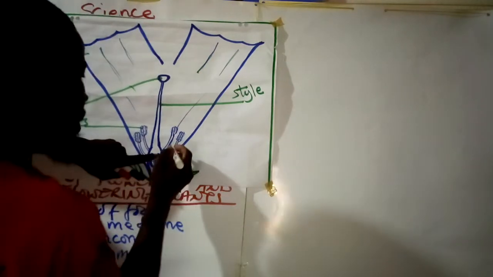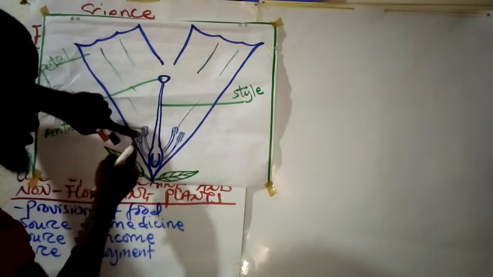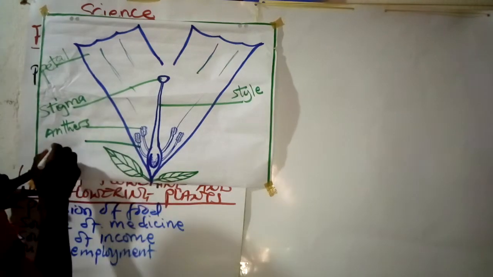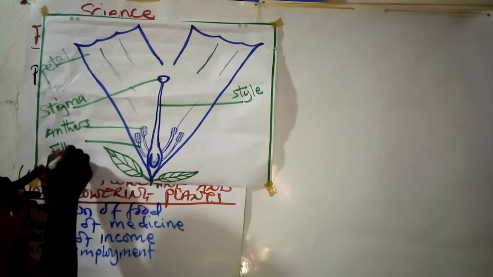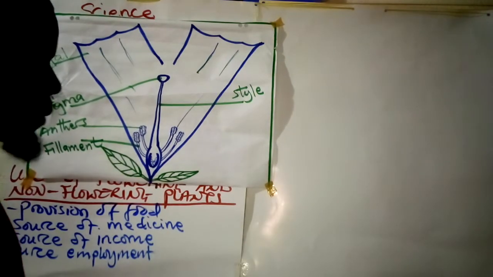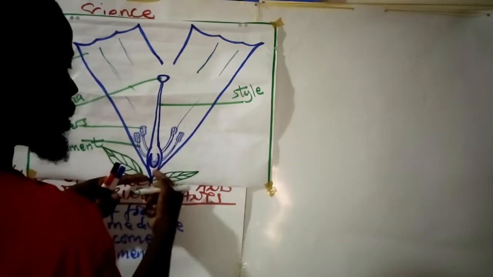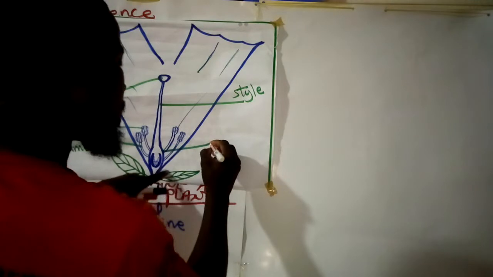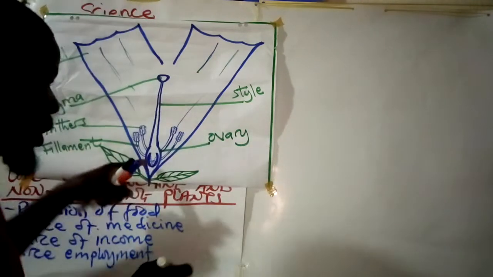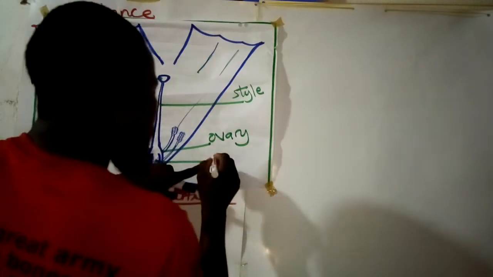Let's now look at this one. Here, anthers. What about this one? This one is the filament. The filament. And what about this one? This one is called the ovary. These ones which are inside the ovary are called the ovules.